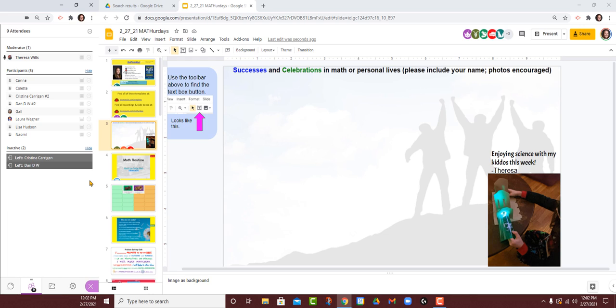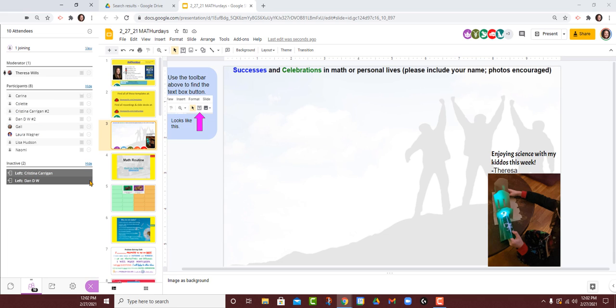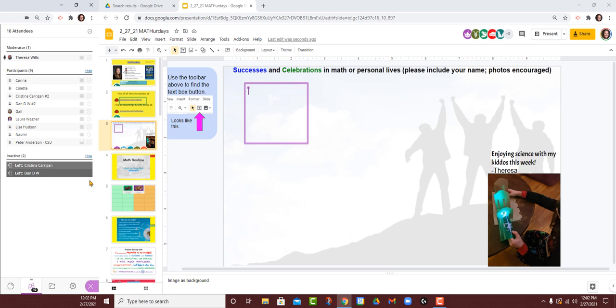I'll share my first little celebration here. I've been really enjoying science with my kiddos recently. And in this picture, my daughter is exploring light, if it's particles or waves, after she watched a little documentary on it. And she created this little science experiment, so it was super fun.